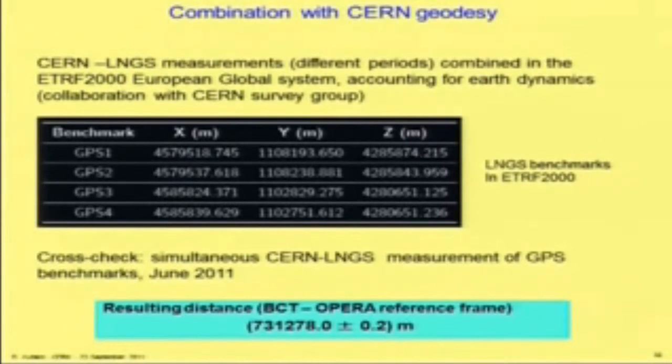But you have to take into account that these two clocks are not free running. They are continuously resynchronized through the common view mode. So this effect is at the level of 10 to the minus 13.